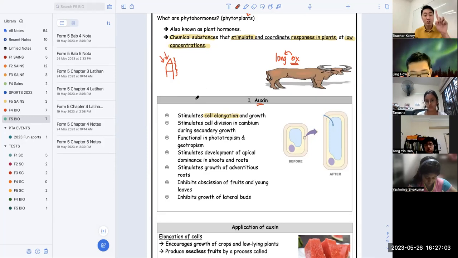Tip of the shoots and tip of the roots. That's the keyword, correct or not? So if I give a plant auxin, or the plant produces auxin, do you think the plant will grow taller or shorter? It won't grow shorter, right? Obviously, the answer is grow taller, correct or not?